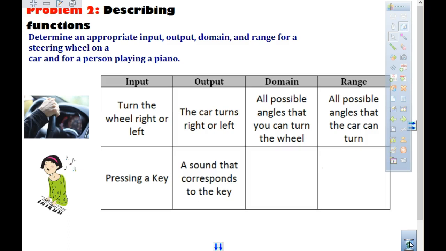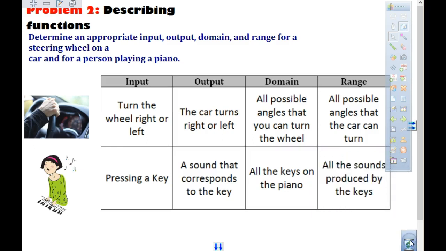What is our domain going to be? It's all the keys on the piano. It could be a combination, like you hit three or four keys together and it makes a sound, but it's all those keys on your piano. What is our range going to be? It's going to be all of the sounds produced by the keys. So that's all of our sounds that are produced by those keys.